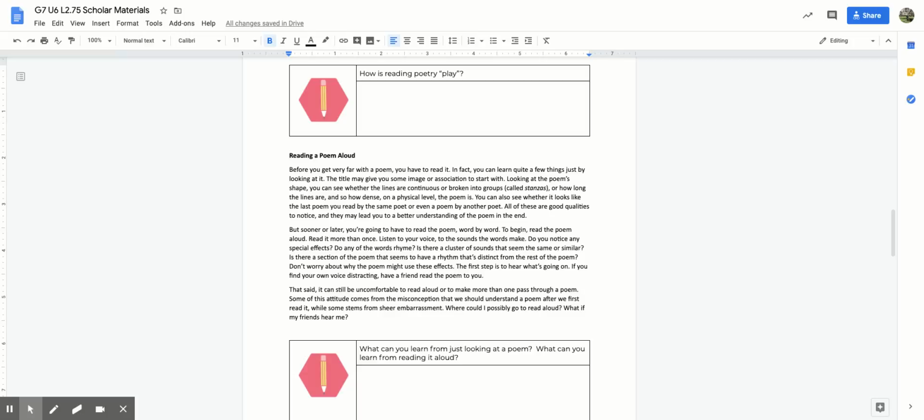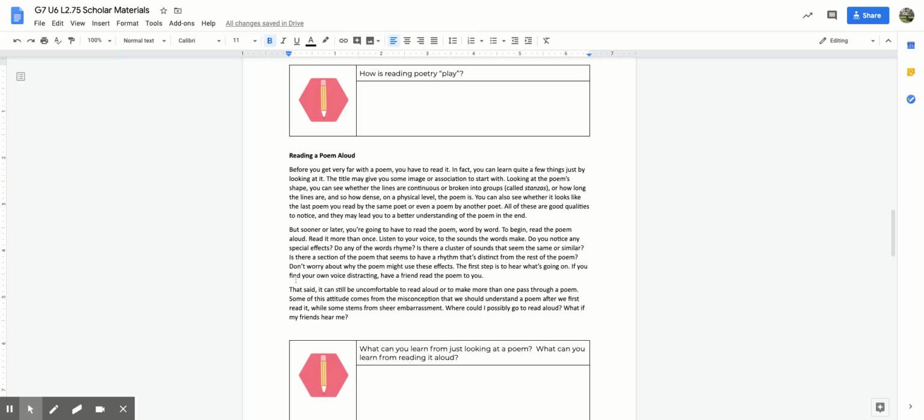Looking at the poem's shape, you can see whether the lines are continuous or broken into groups called stanzas, or how long the lines are, and so how dense on a physical level the poem is. You can also see whether it looks like the last poem you read by the same poet, or even a poem by another poet. All of these are good qualities to notice, and they may lead you to a better understanding of the poem in the end. But sooner or later, you're going to have to read the poem, word by word.